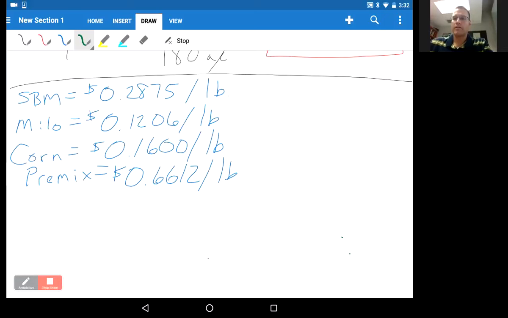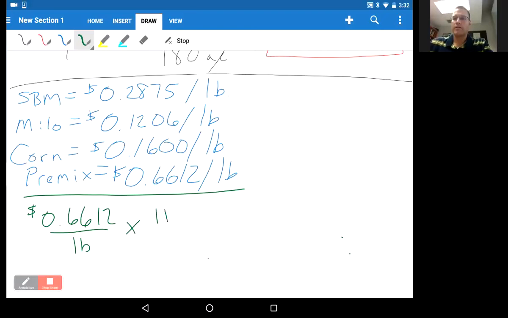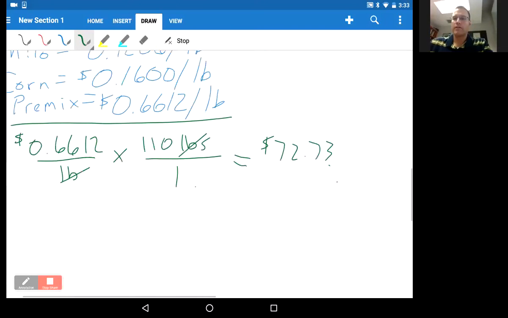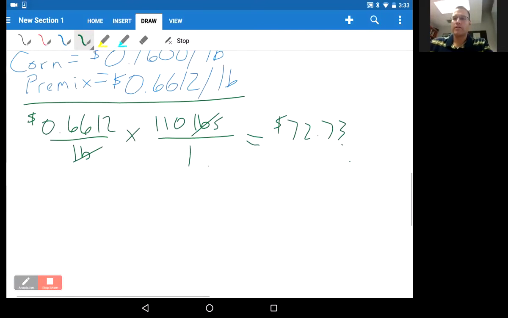So for the premix, I have 0.6612. That's dollars per pound times 110 pounds. If I want to put that over one, I can. Then this way the pounds will cancel out. And what that does is give us $72.73. That's how many dollars worth of that premix we have in 1 ton.